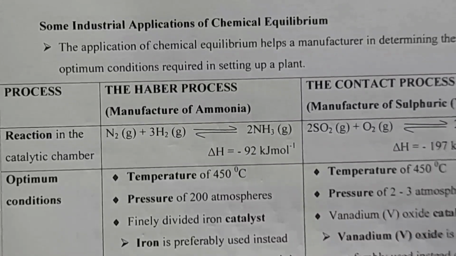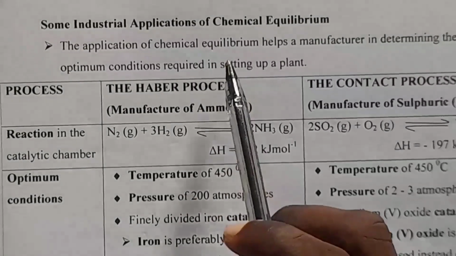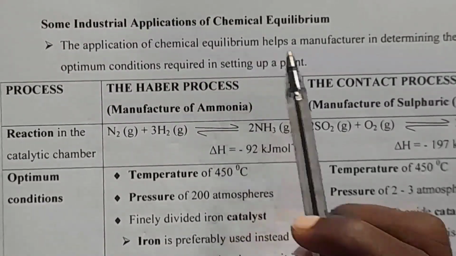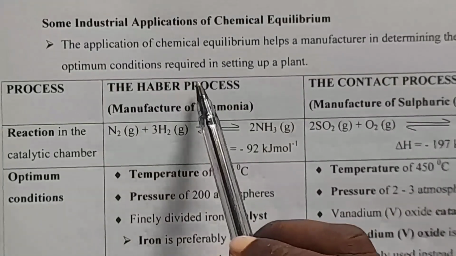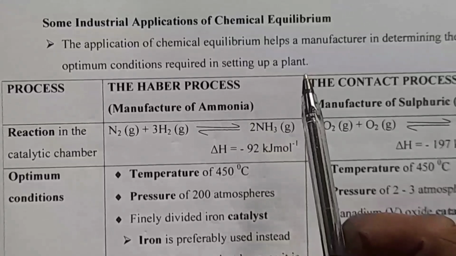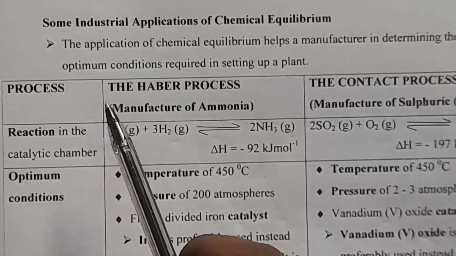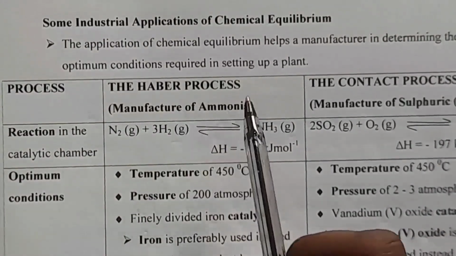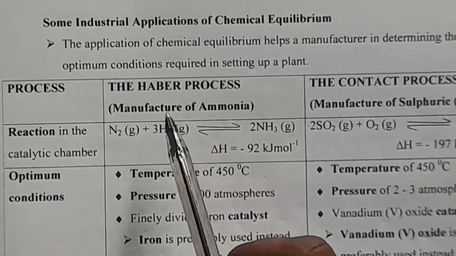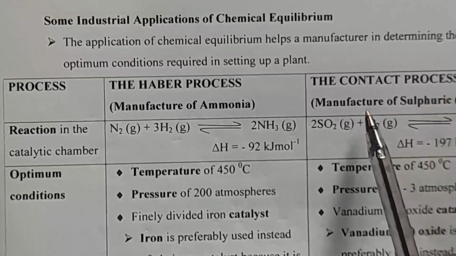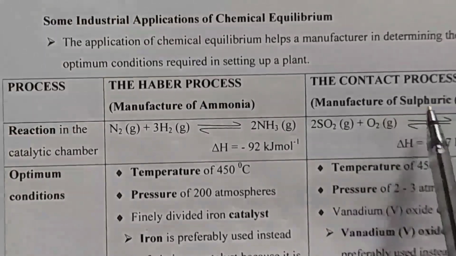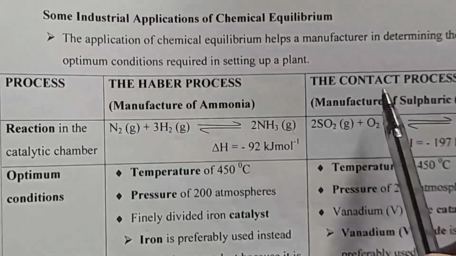So next we are going to go to some industrial applications of chemical equilibrium. The application of chemical equilibrium helps a manufacturer in determining the optimum conditions required in setting up a plant. So here we want to do two processes. The first one is the Haber process, which is the large-scale manufacture of ammonia, and the contact process, which is the large-scale manufacture of sulfuric acid.